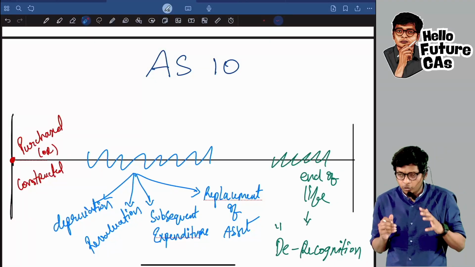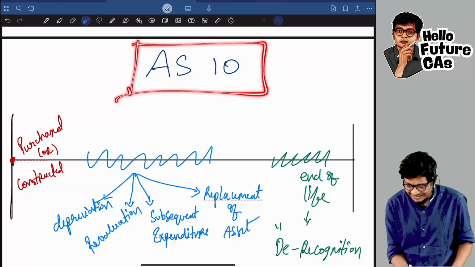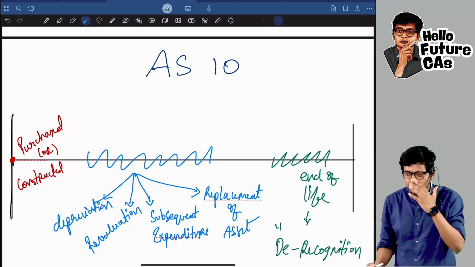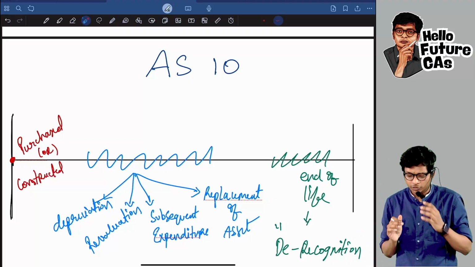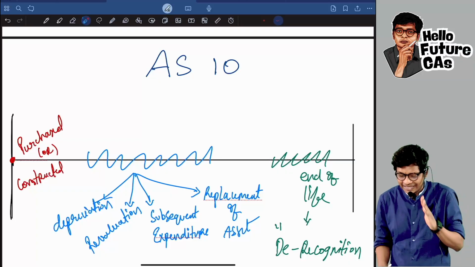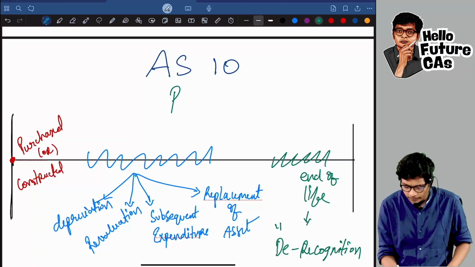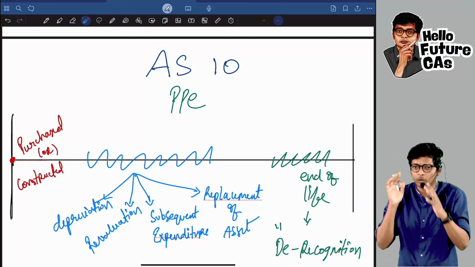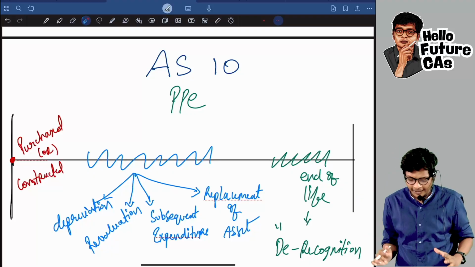Hi guys, our goal now is to revise AS10 in roughly about 10 to 15 minutes. It's a big standard and very important for the exam, but a very easy scoring one. AS10 basically talks about property, plant and equipment, the life of this asset. Even if you're watching for the first time, learning, it's very helpful for you guys.